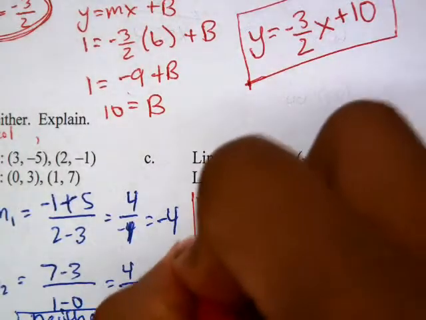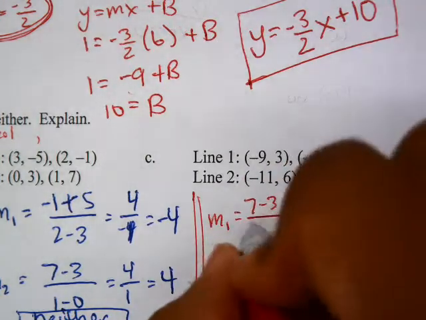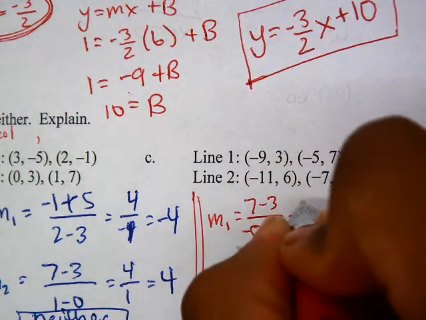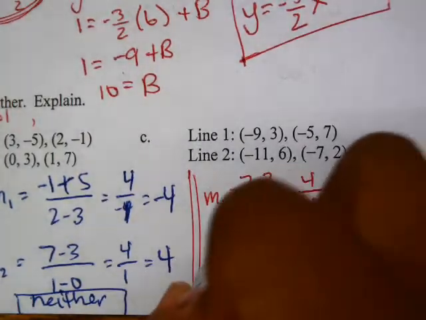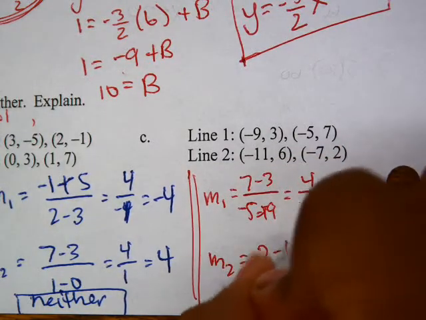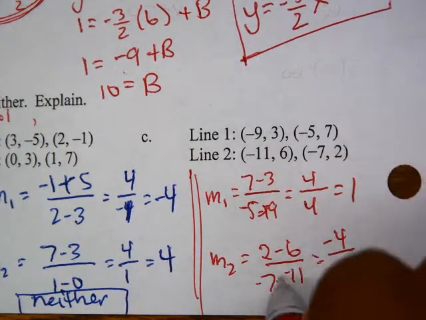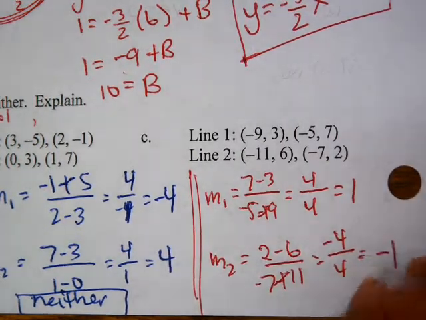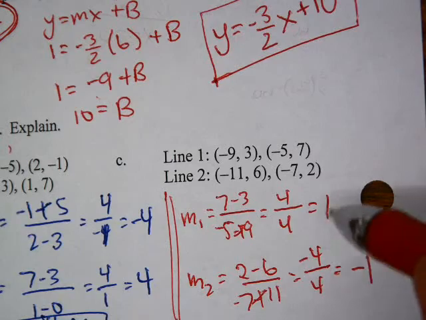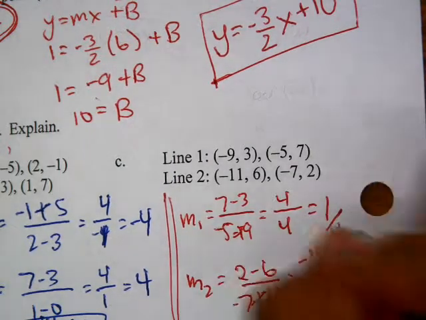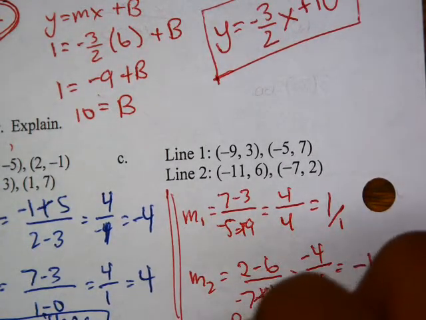In part C, same thing. Slope of line 1, 7 minus 3, negative 5 minus negative 9. This is 4 over 4, which is 1. Line 2: 2 minus 6 over negative 7 minus negative 11. It's negative 4 over positive 4, which is negative 1. These are not the same, not parallel. These are opposite, one's positive and one's negative, and these also happen to be reciprocal. So if you take the reciprocal of 1, you also get 1. So these are perpendicular.